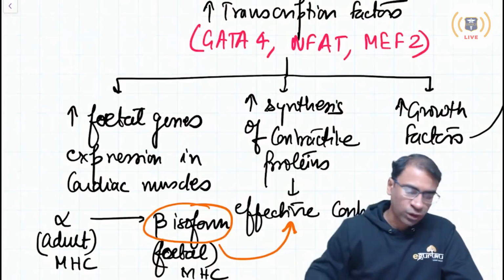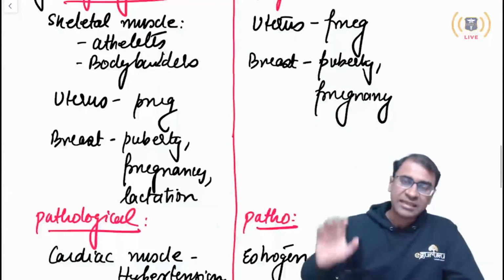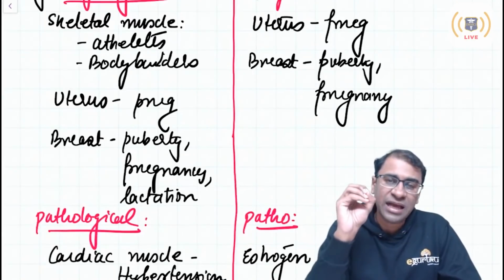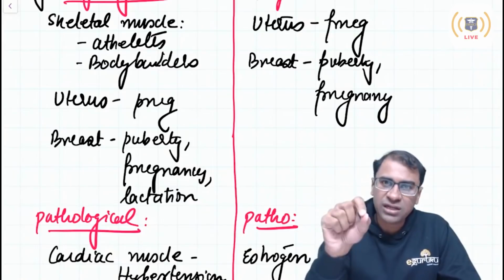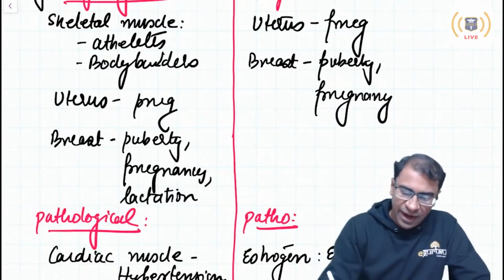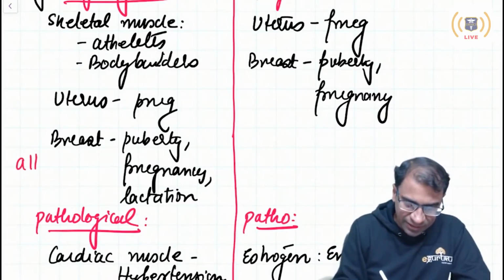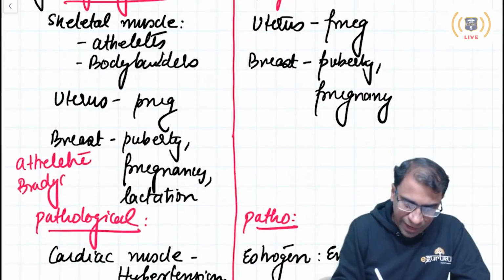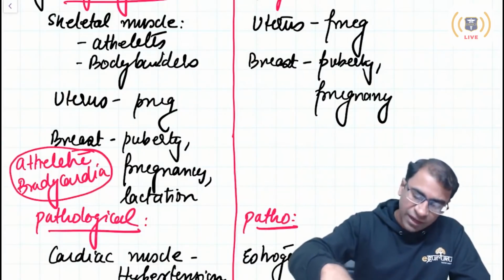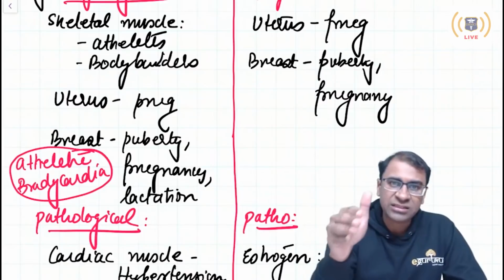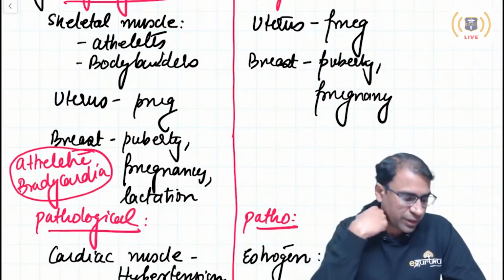In fact, because you just talked about this, please understand that there's something called athletic bradycardia. Athletic bradycardia is a physiological change in the heart in which there is again hypertrophy, but that is not a pathological effect.